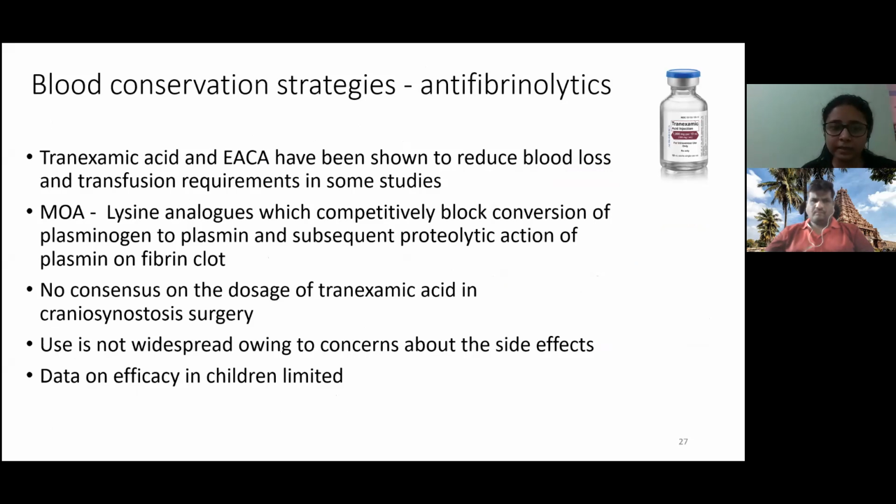There is no consensus on the dosage of tranexamic acid used in craniosynostosis surgery, and despite its proven benefits, the use is not as widespread as it is in the adult population, owing to concerns about the side effects. We'll be discussing that in a subsequent slide. And the data on efficacy in children is limited compared to that in adults.